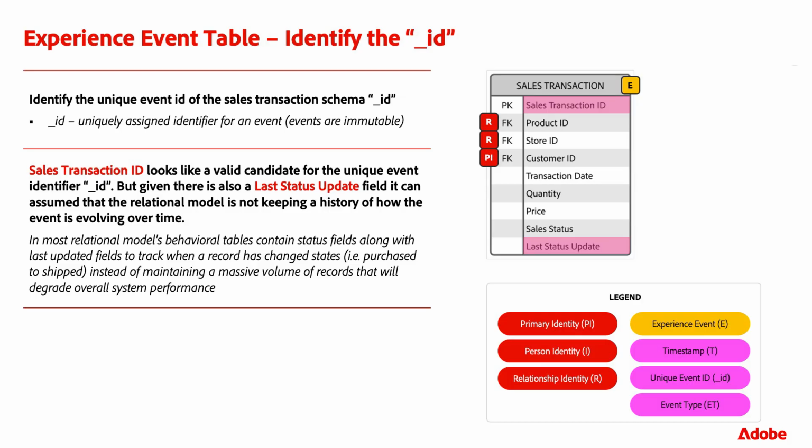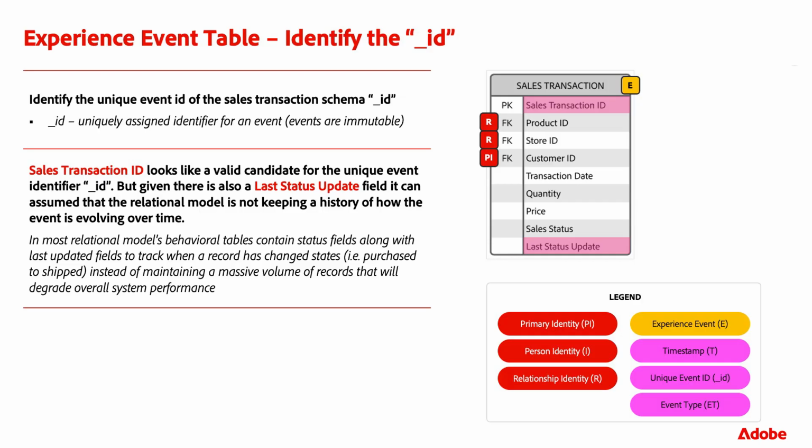The sales transaction ID at this point looks like a valid candidate for the unique identifier of the event, or the _ID. But that's the trap. In the relational world, this is a mutable event, meaning it can mutate over time. If you notice, there's also a field called the last status update, and it can be assumed that the relational model is not keeping a history of how the event is evolving over time, given that this field exists.